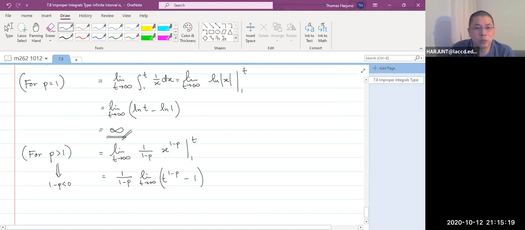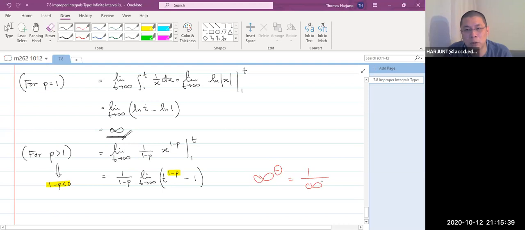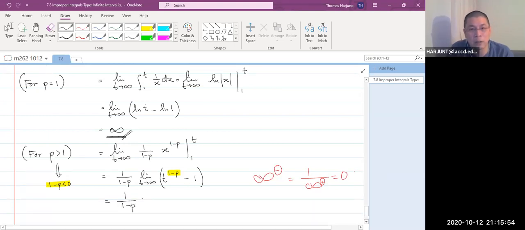But the thing is, as we have seen here, that this is negative, this is negative, then you end up with infinity to the power of negative exponent. Infinity to the negative exponent is equal to 1 over infinity to the positive exponent. That's 0, right? Okay, so that is equal to 1 over 1 minus p times 0 minus 1. That's 1 over p minus 1.